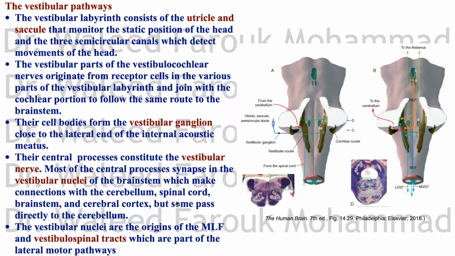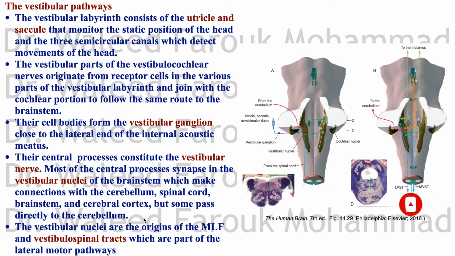The central processes constitute the vestibular nerve. Most of these processes synapse in the vestibular nuclei of the brainstem, which make connections with the cerebellum, the spinal cord, brainstem, cerebral cortex, and also some pass directly to the cerebellum.